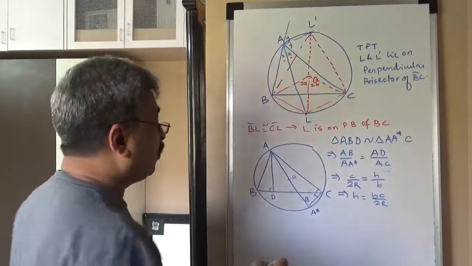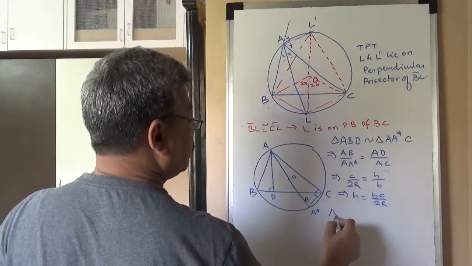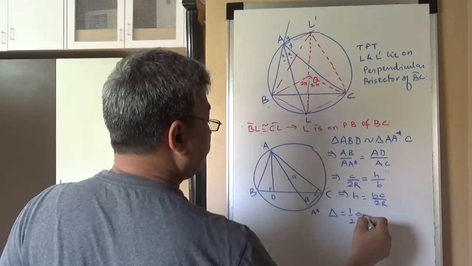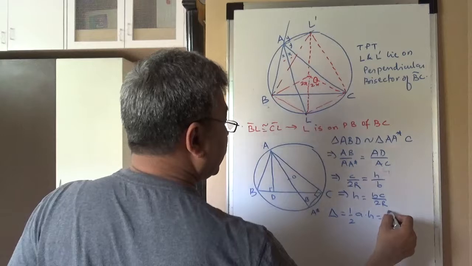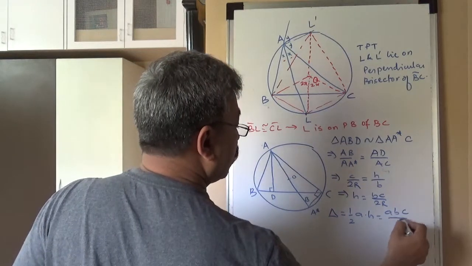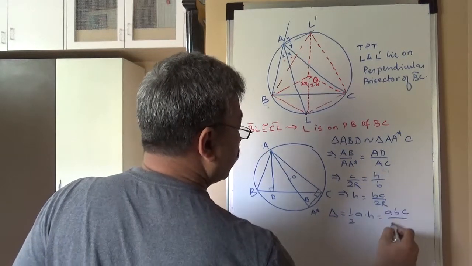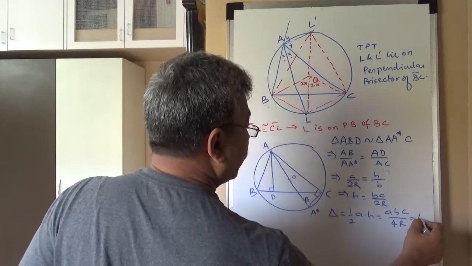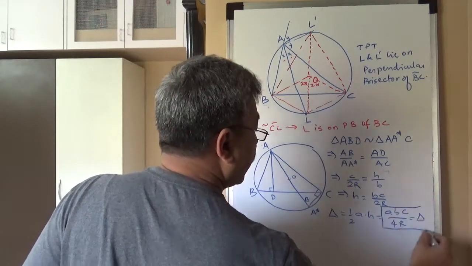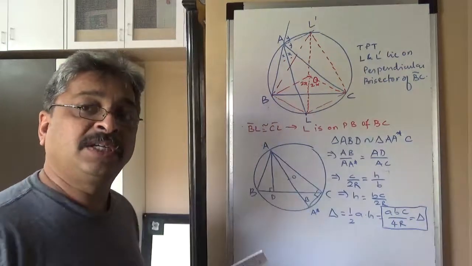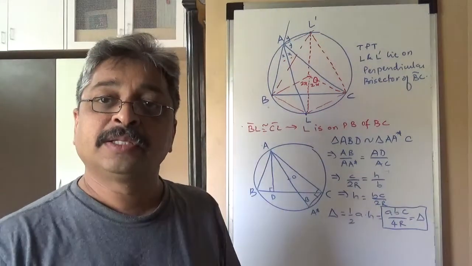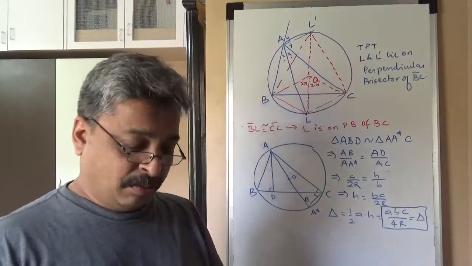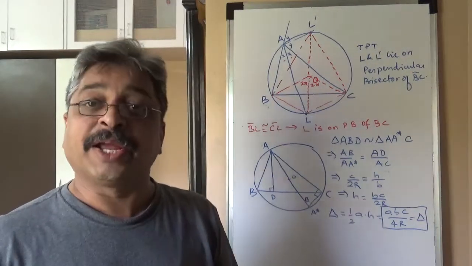Okay, and now if we want to find the area of triangle ABC, which is delta, which is half small a into h, which is abc upon 4r. So this is yet another formula for finding the area of a triangle, knowing all three sides of the triangle and the circumradius. This is very useful. So maybe this is the ninth formula for finding the area of a triangle.